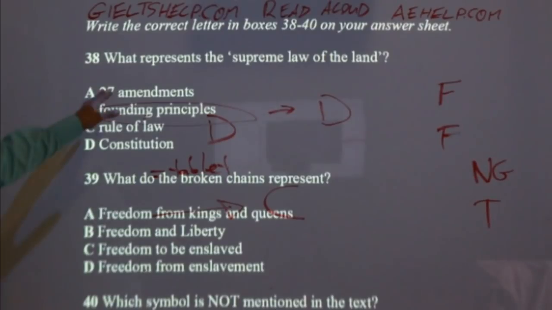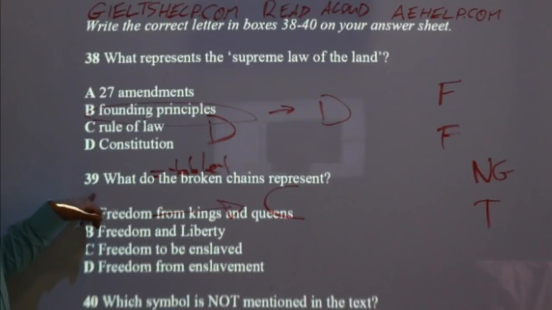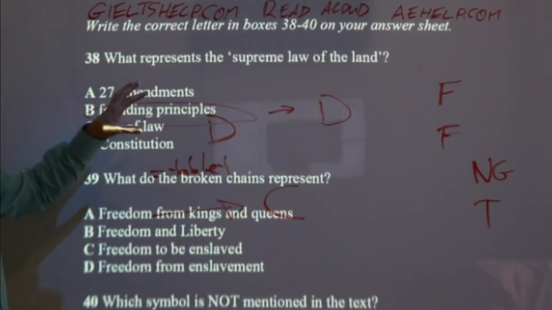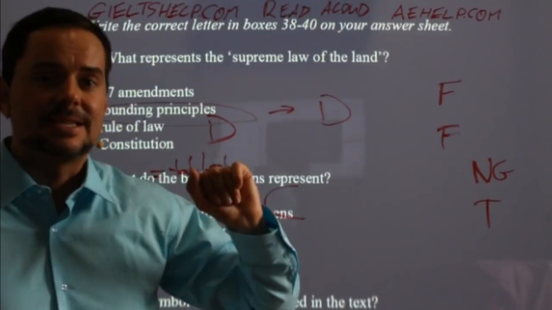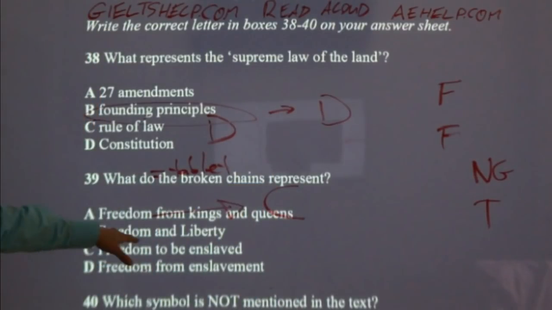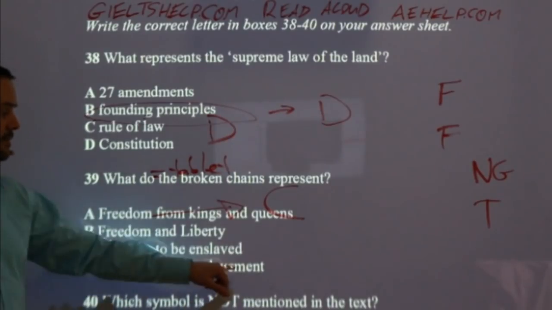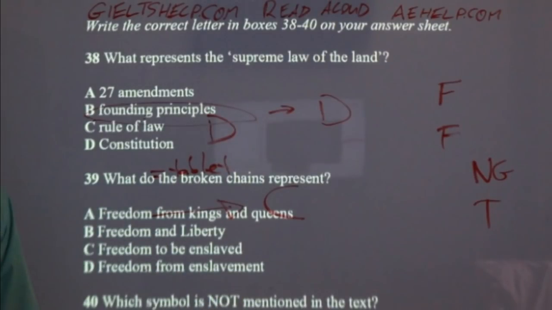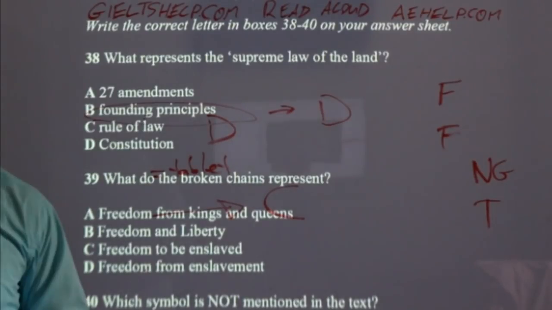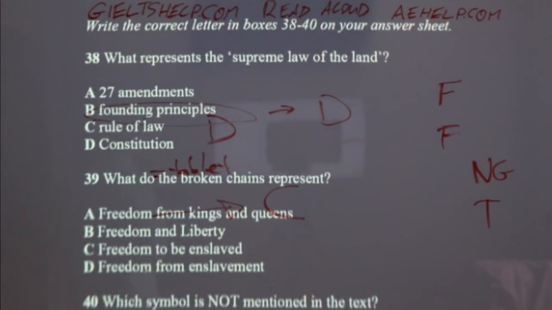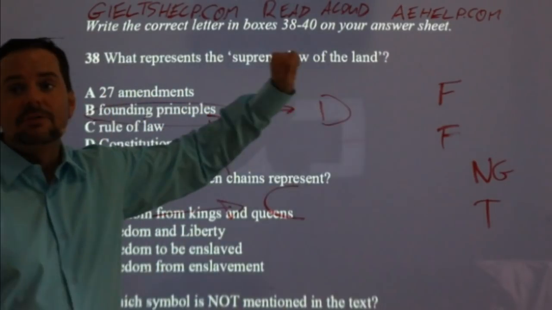if I go back to 38, it's the same situation as 39. So 38 and 39, be careful with multiple choice. You have to choose the best answer, okay? Freedom from kings and queens is not the best answer. Freedom from enslavement is the better answer. For 38, D is not the best answer, Constitution. Which one is the best answer for 38? What represents the supreme law of the land?